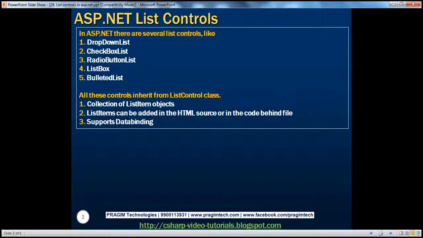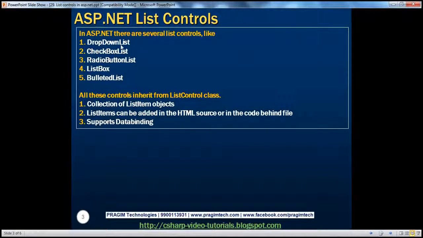In ASP.NET, there are several list controls that we have been discussing so far in this video series, like drop-down list, checkbox list, radio button list, list box, and bulleted list. All of these controls inherit from the list control class, and because of this fact, all these controls are actually a collection of list item objects. And we can add list items to any of these controls in the HTML source at design time or in the code behind file programmatically at runtime, and all of them support data binding.